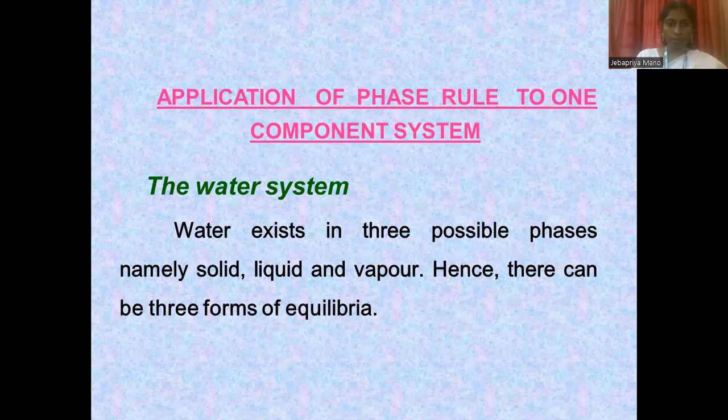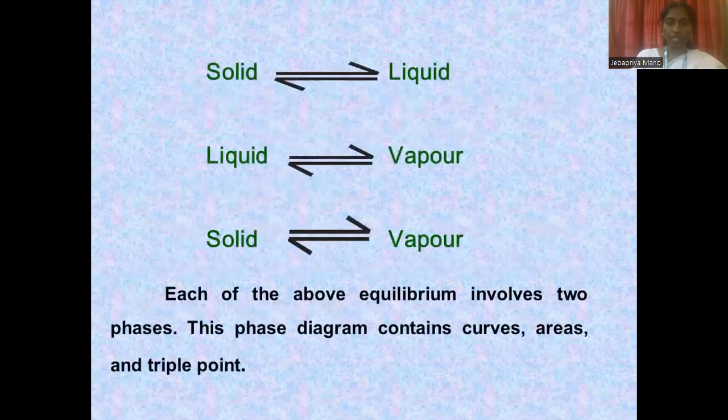Now, as we all know, water exists in three possible phases. It is solid, liquid, and gas, that is vapor. Hence, there can be three forms of equilibrium available. So that is solid to liquid, we call it melting. Liquid to vapor, we call it vaporization. And solid can be directly converted to vapor, which we call sublimation.